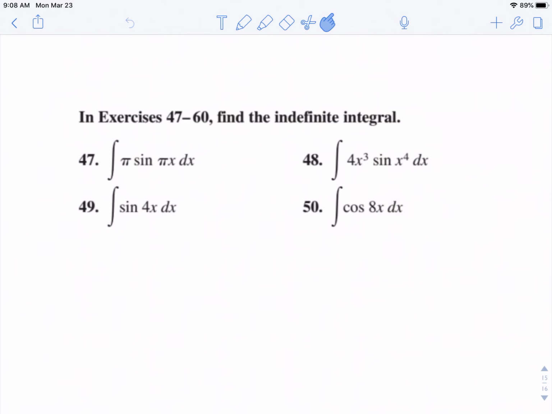All right, everyone, 4.5 quiz review problems. Let's review some trig integration by substitution. Let's do numbers 48 and 50. You had to do 48, 49, and 50, but we'll just do two of them.